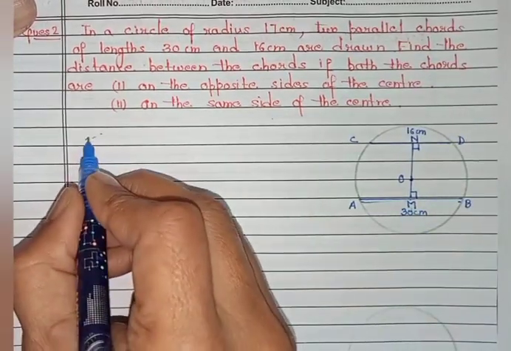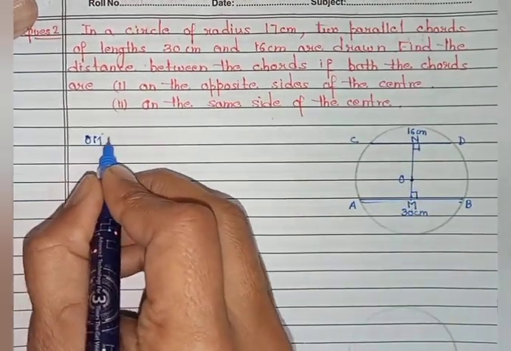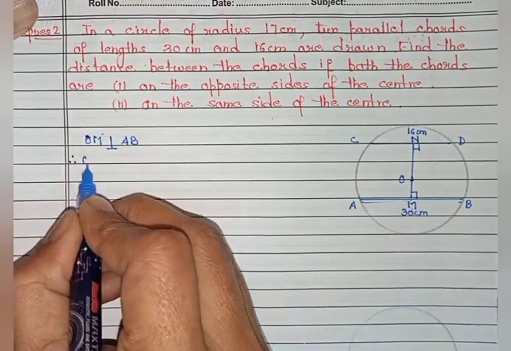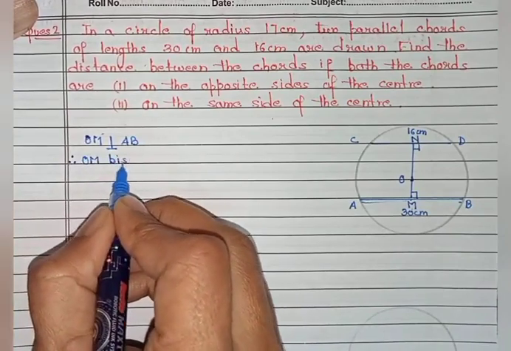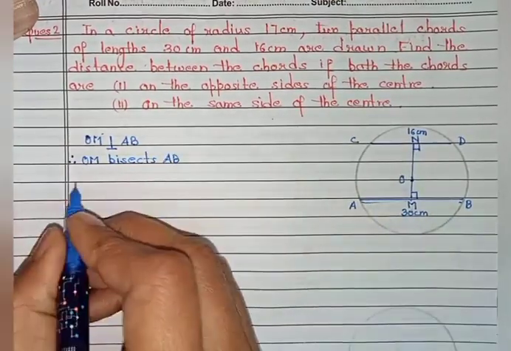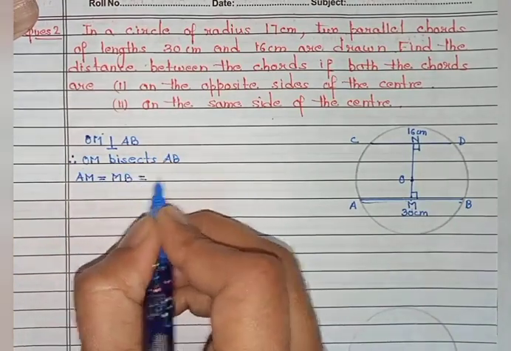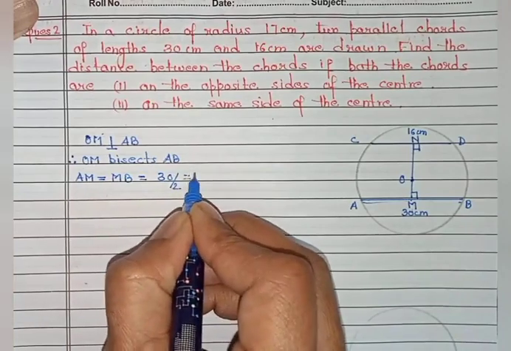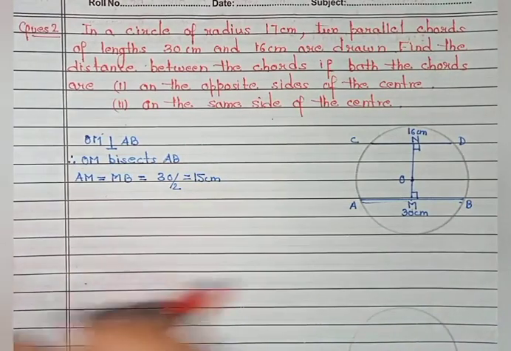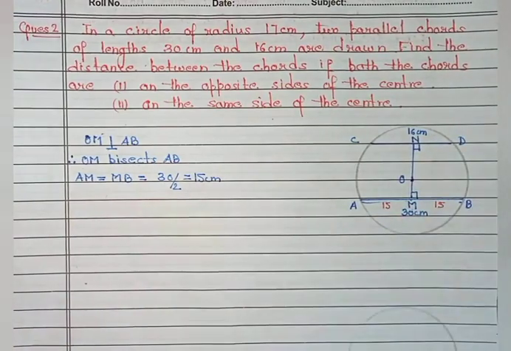So as you can see in this diagram, this OM is perpendicular to the chord AB. Therefore OM bisects AB. So if AB is bisected, we can say AM is equal to MB, and both will be half of 30, that is 15 centimeter. So this chord AB, after being bisected, its two parts will be 15 centimeter each.